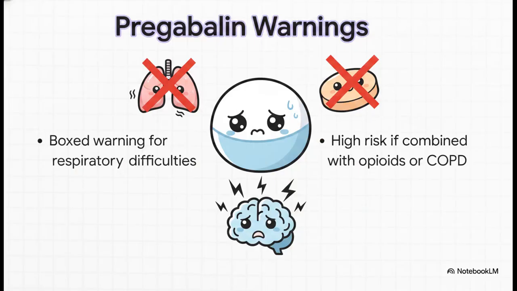You have to be super vigilant with pregabalin. The FDA put out a boxed warning for serious breathing difficulties, especially for folks with respiratory risks like COPD, or if it's misused with opioids. And just like benzos, suddenly stopping pregabalin triggers an incredibly intense withdrawal syndrome. Patients will face severe anxiety, heavy sweating, and insomnia. You've got to taper them.